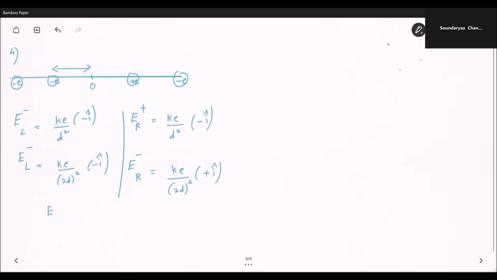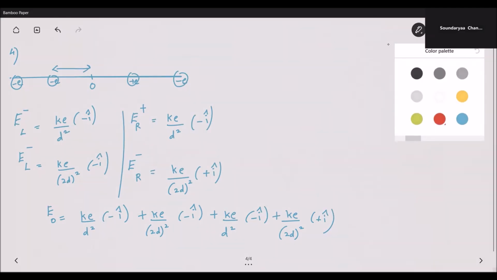And now what is the total electric field at the center O? It is Ke by d square into minus i cap, plus Ke by 2d the whole square into minus i cap, plus Ke by d square into minus i cap, plus Ke by 2d the whole square into plus i cap. Actually, here you can identify the second and fourth terms will get cancelled.